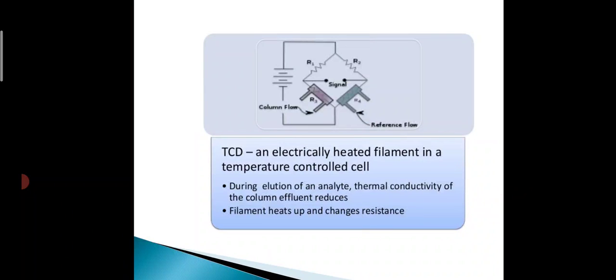Next, this is a circuit for the thermal conductivity detector. This is the same as the Wheatstone bridge. We see that here there are 4 arms of resistance R1, R2, R3 and R4. The third arm is the sample, and R4 is a reference. The TCD has an electrically heated filament in a temperature controlled cell. During elution of analyte, the thermal conductivity of the column effluent reduces. The filament heats up and changes the resistance.